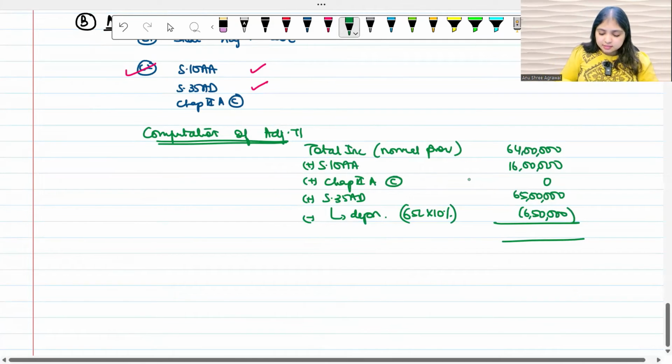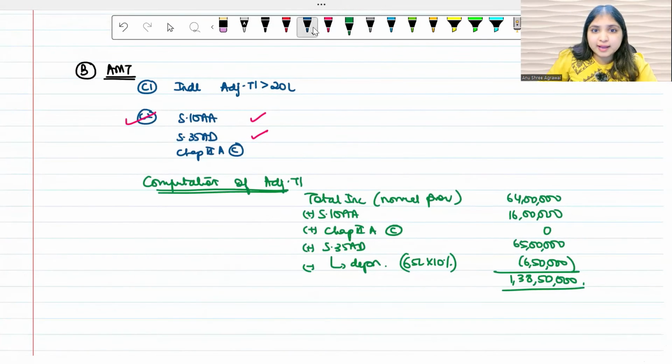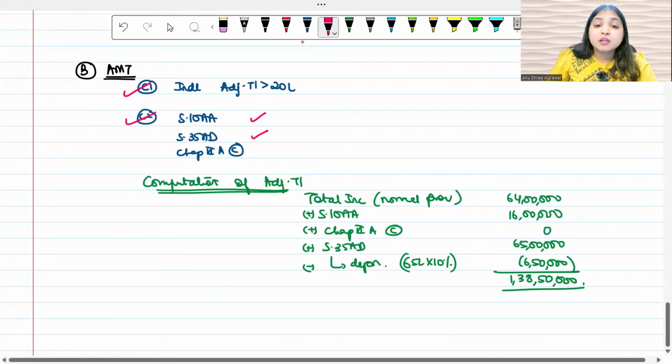So what's this assessee's adjusted total income? The assessee's adjusted total income is going to be 1,38,50,000, which is clearly more than 20 lakhs. Even this condition is fulfilled, guys. So therefore, I can say that AMT is applicable for this assessee.